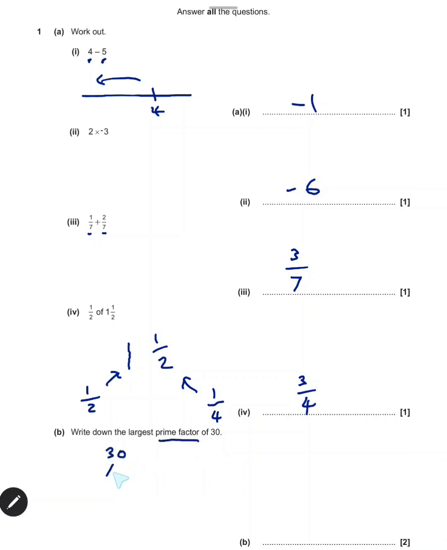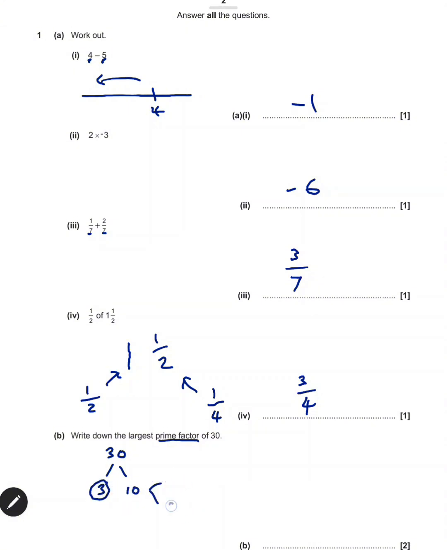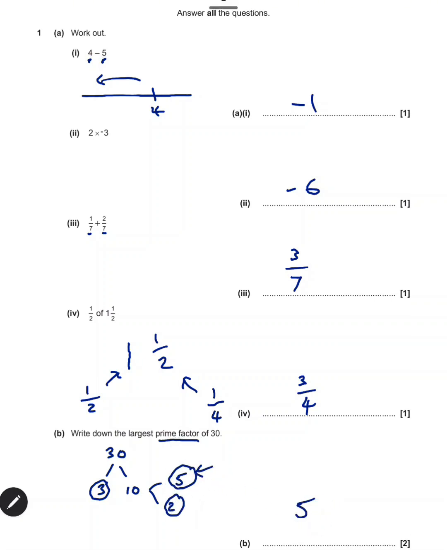And then part B, we've got to find the largest prime factor of 30. Well, 30 as prime factors is 3 times 10. That's a prime number. Then we're going to do 10 is 2 times 5. Both prime numbers. That there is your largest prime factor.